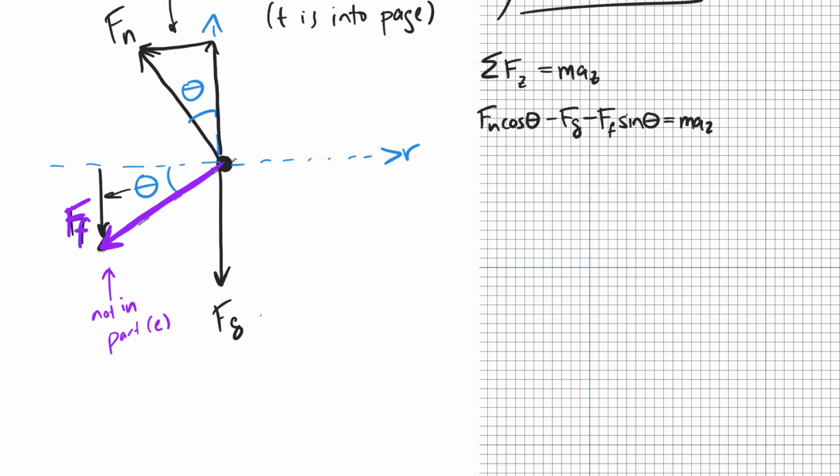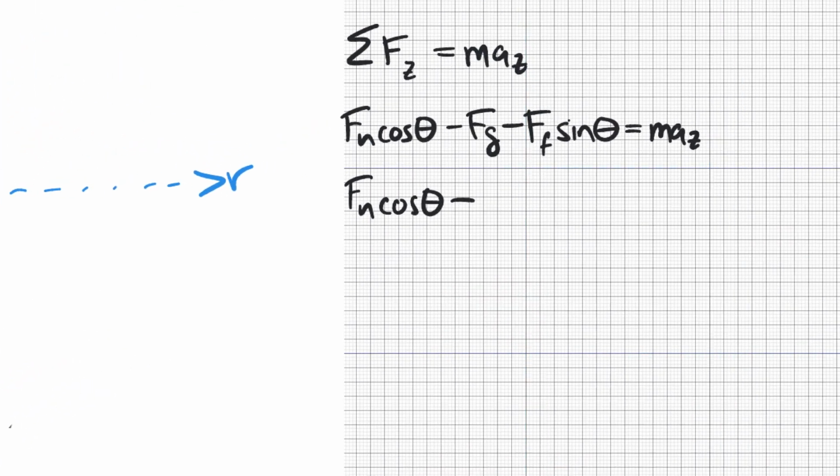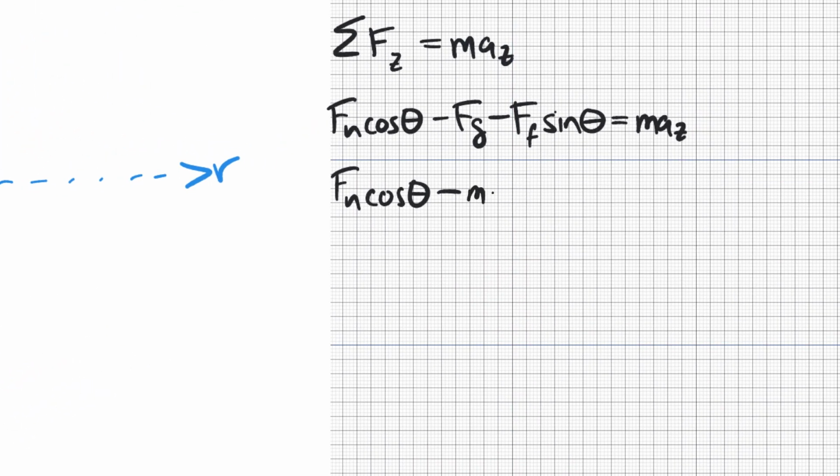Okay? Now we're going to go ahead and start expanding where we can. So normal force cosine theta. I can't do anything with normal force because I don't know it, right? The force of gravity is mg. And the force of friction, well, why don't we get that into terms of normal force, right? Mu Fn sine theta, okay? And the nice thing about this particular equation is all of this adds up to 0 because we are not accelerating up or down. Cool.